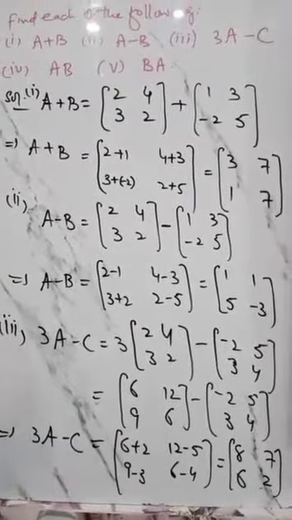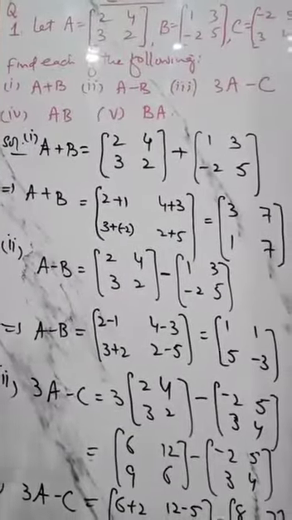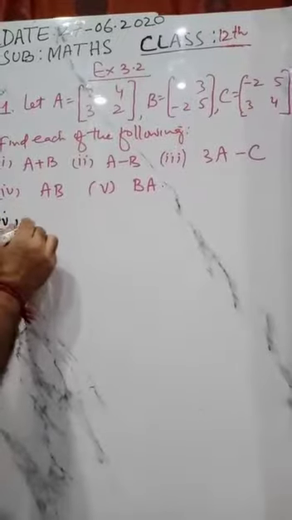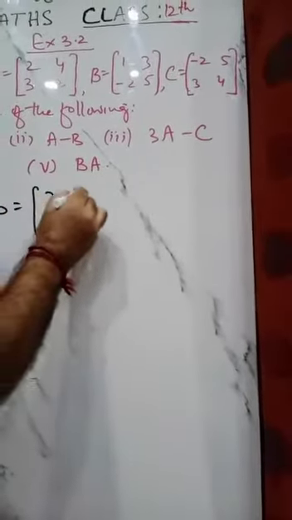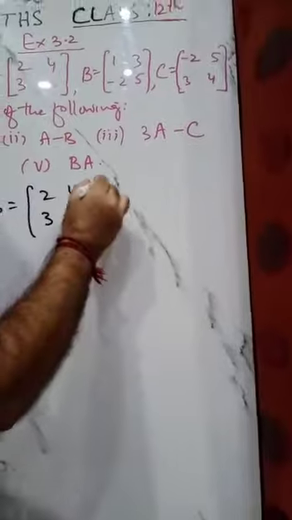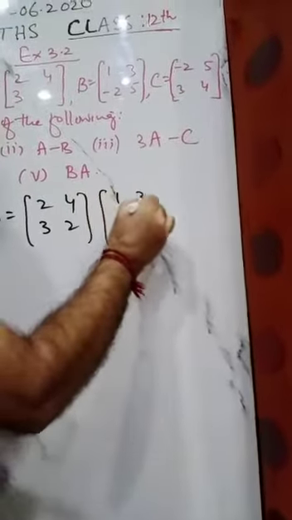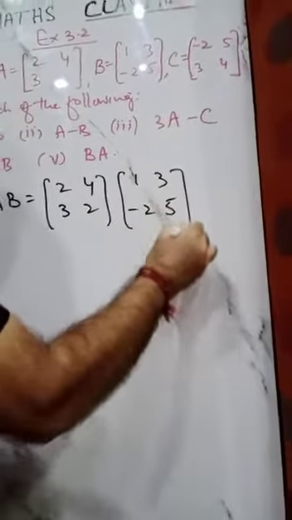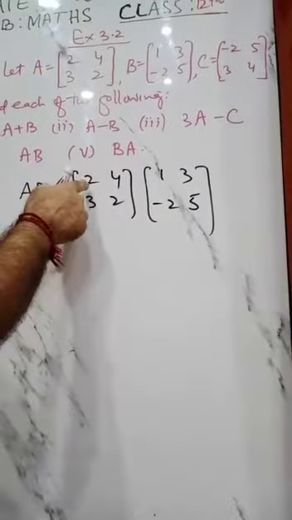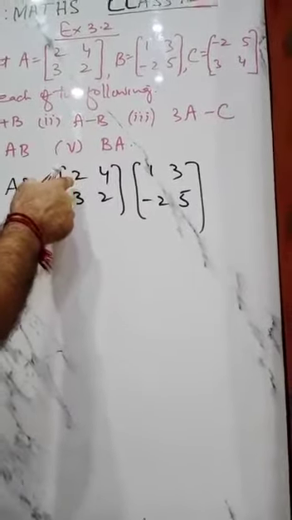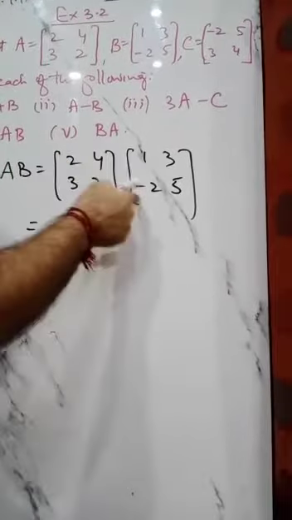So you have done 3 parts. Let us try the fourth one. The fourth part is A into B. So what is your A matrix? 2 4 3 2, and the B matrix is 1 3 minus 2 5. What about multiplication? Please remember, in case of multiplication, you will multiply row with the column.